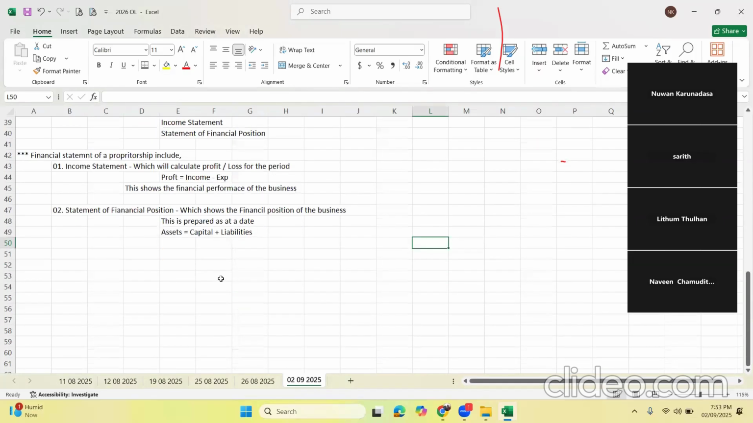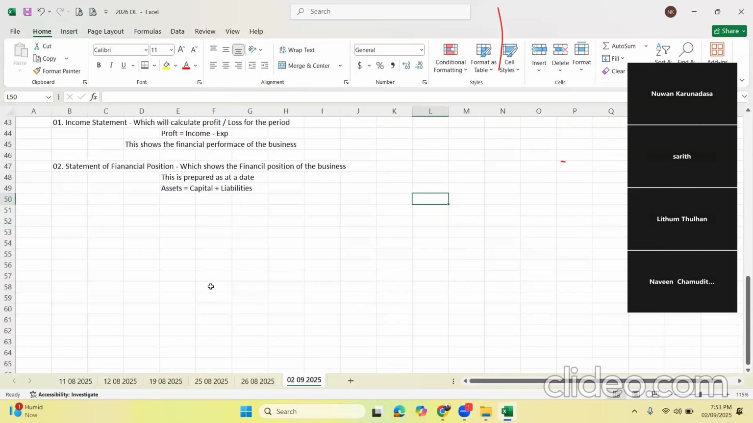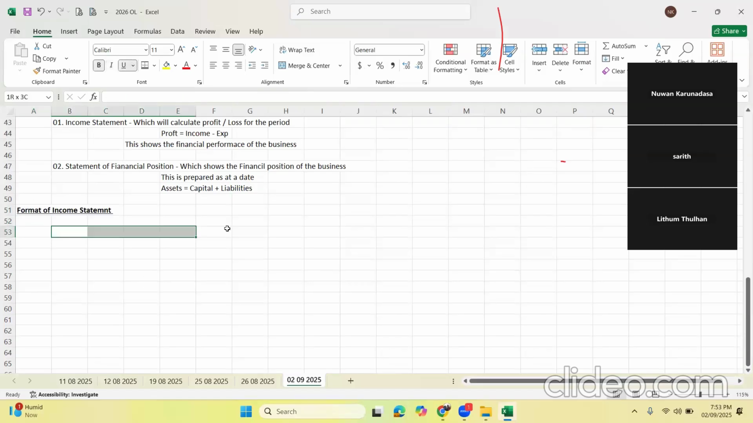So very important. I'll draw the formats now, for your reference, right? Very important. Remember, the examiner will test these formats. You must remember the formats and prepare the financial statement, right? We'll say format of income statement. Now just look at it. Be patient, just look at it, right? We'll say this is the format, we'll take it.